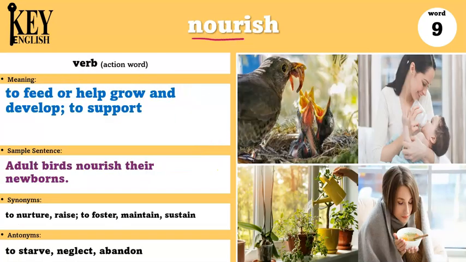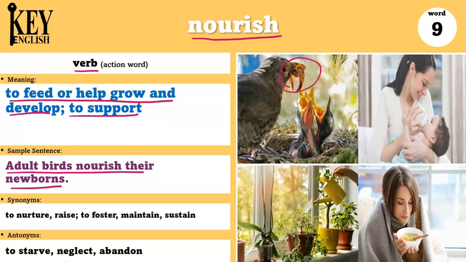Our next word is nourish. Nourish is a verb and it means to feed or help grow and develop, to support. For example, adult birds nourish their newborns. So when you nourish something, you are giving it food or you're helping something grow. Here, this bird is nourishing her babies by giving them a worm. And mothers also nourish their babies by giving them milk. It's how we help them grow.